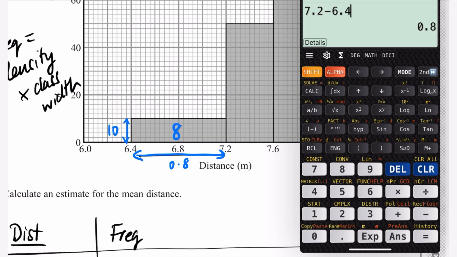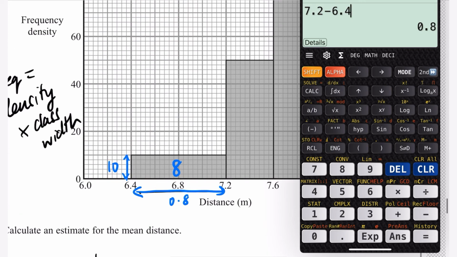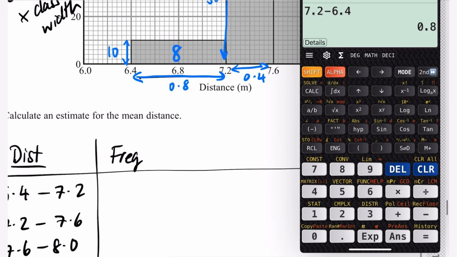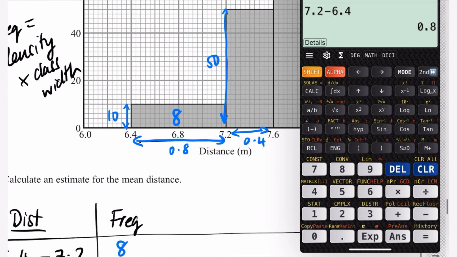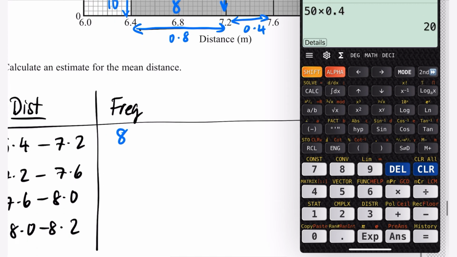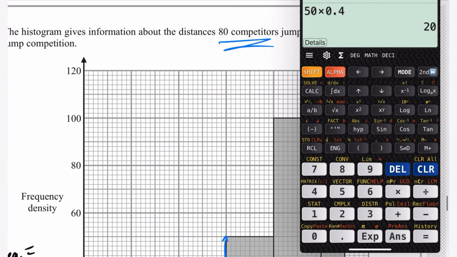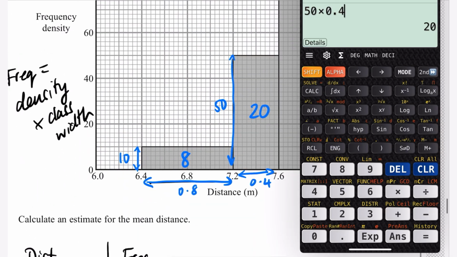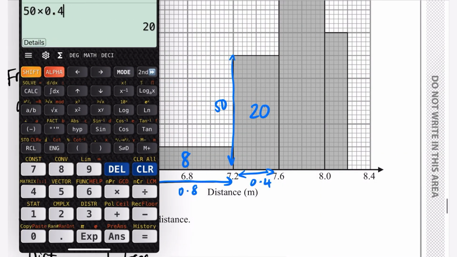I'm going to do the same thing on this next section. This looks like it is going to be 50 is the length of this part that we've got here, and the gap along the bottom is 0.4. Ooh, let me just put this in the table. So we've got 50, we've got 8. Now we're going to do 50 times 0.4. That means this section represents 20 people, or 20 competitors.